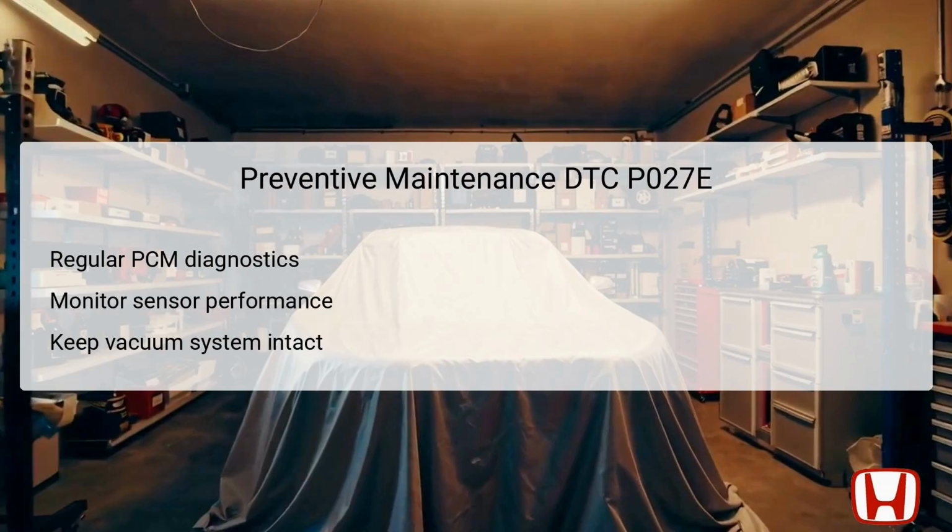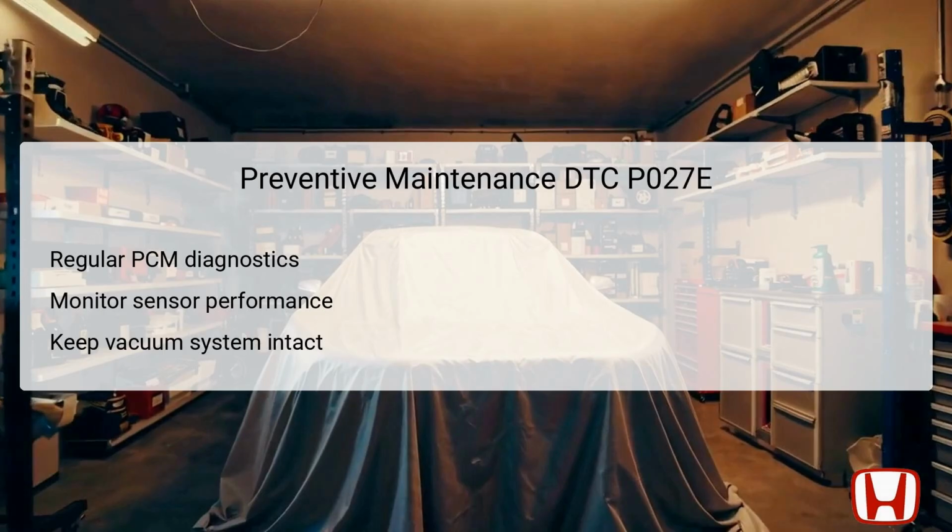To prevent the recurrence of DTC P027E, implementing a proactive maintenance plan is essential. Regular diagnostics of the powertrain control module, PCM, can identify potential issues before they manifest as trouble codes. Technicians should also monitor the performance of critical sensors, particularly the engine coolant temperature, ECT, sensor, to ensure they are providing accurate data to the PCM.